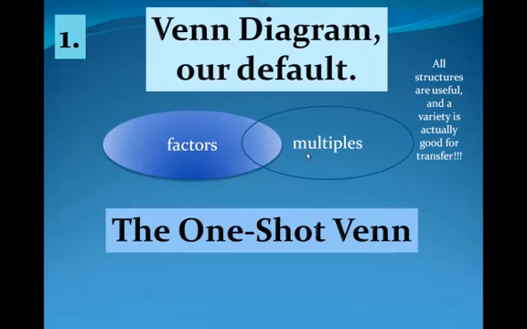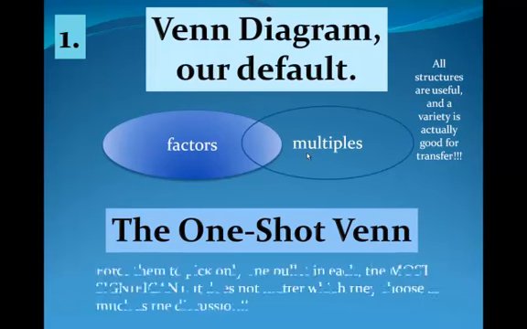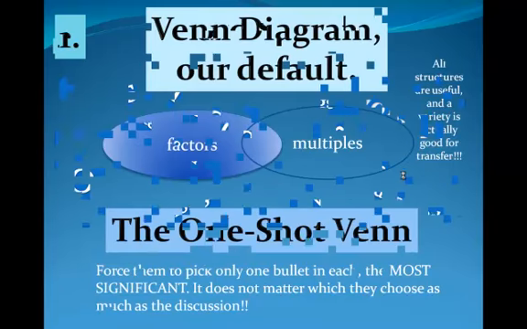And then here's a little idea. How about the one-shot Venn, where you ask them to pick only one bullet in each of the same in both categories and the neither categories, and ask them to pick the most significant, and then discuss who found the most significant similarities and differences, or similarity and difference. And it kind of doesn't matter which one they've chosen, as much as the discussion is the important thing there.